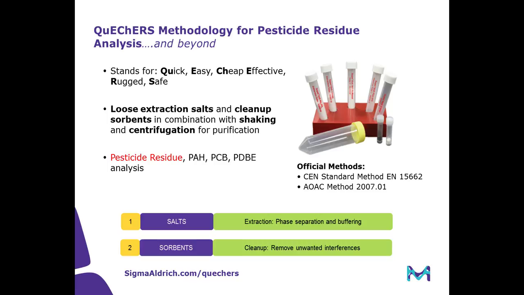So the sample is homogenized, it's put in the tube, then an organic solvent, usually acetonitrile, is added, and the sample is shaken to extract the pesticides. At that point, then, salts are added, and what these salts do is they cause any water in the sample to separate from the organic solvent, and the pesticides will be in the organic solvent part. Then the organic part is taken off, put into another tube with loose sorbents that act as a cleanup. So once again, the sample is shaken, and then the unwanted background sticks to the loose sorbents.